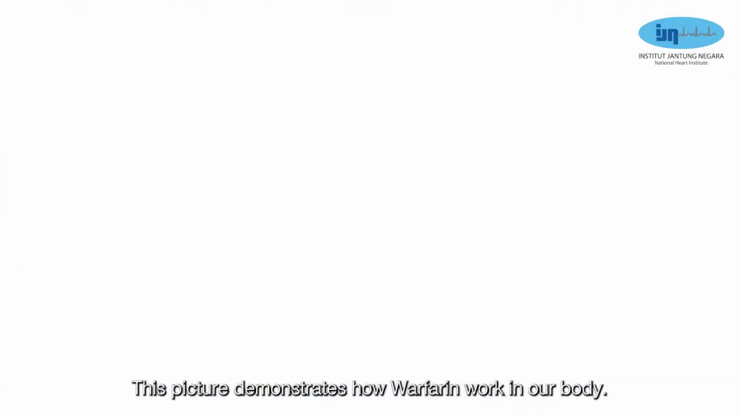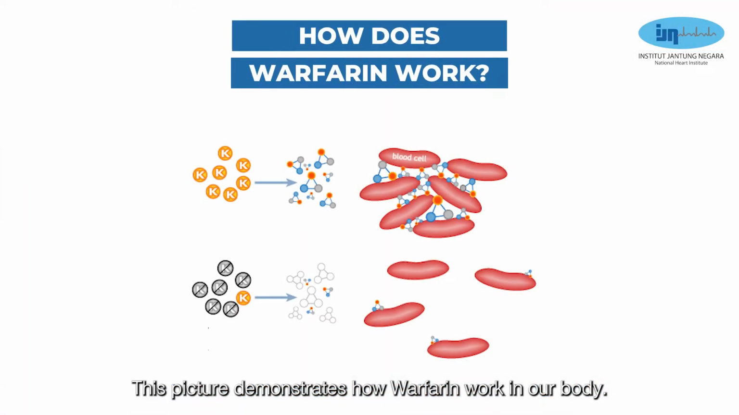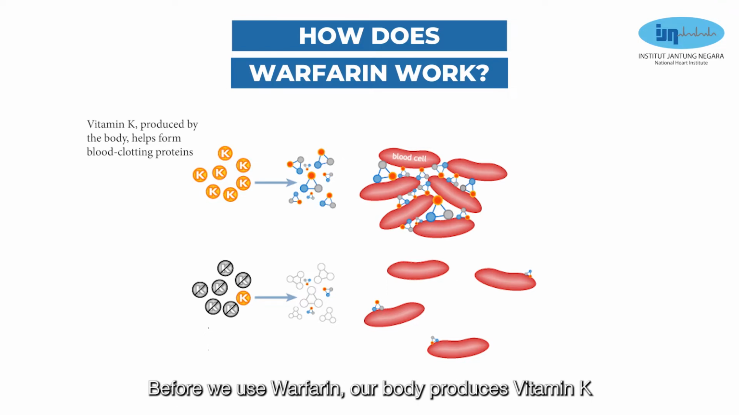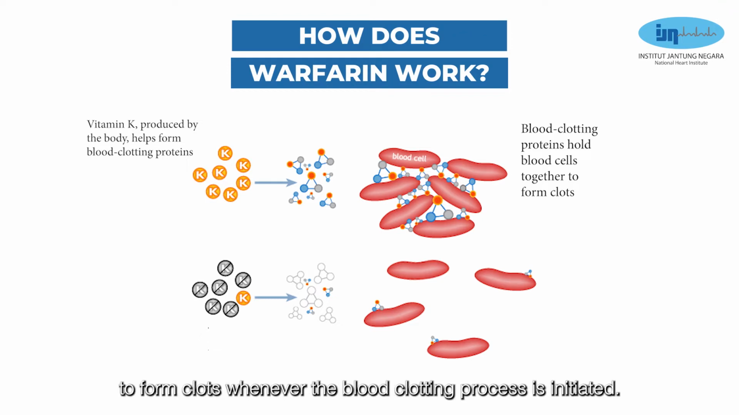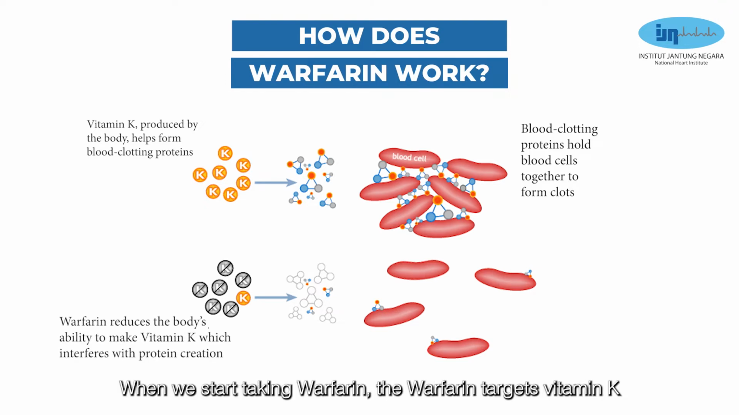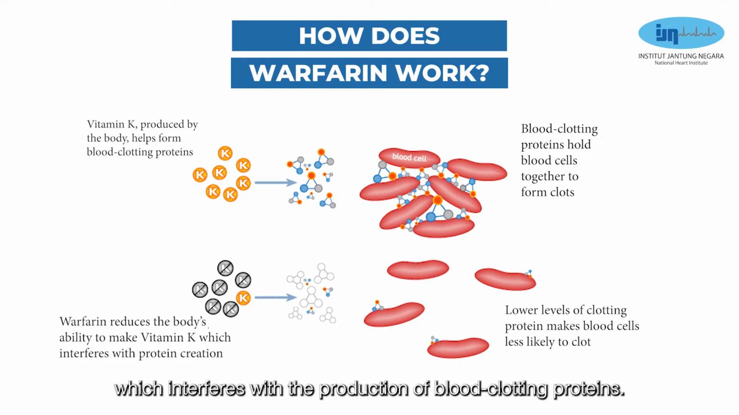This picture demonstrates how Warfarin works in our body. Before we use Warfarin, our body produces vitamin K to help form blood clotting proteins. These blood clotting proteins hold blood cells together to form clots whenever the blood clotting process is initiated. When we start taking Warfarin, the Warfarin targets vitamin K, which interferes with the production of blood clotting proteins.